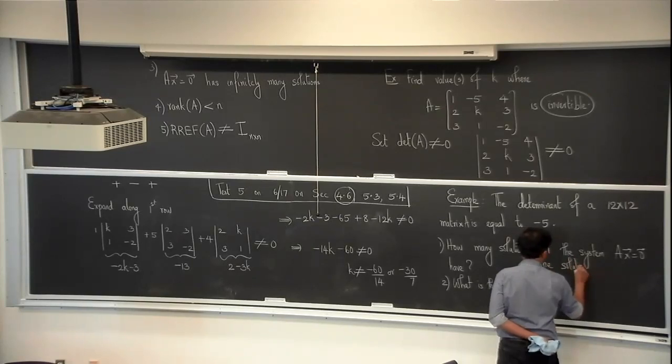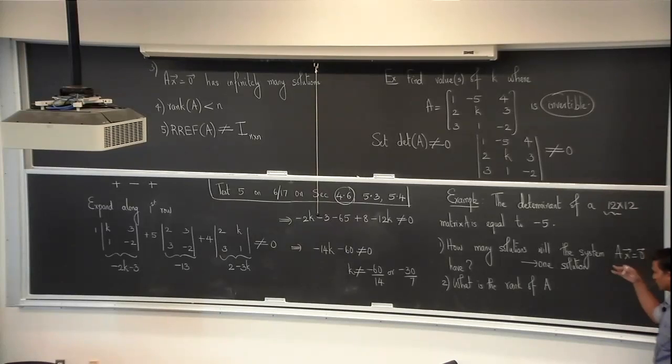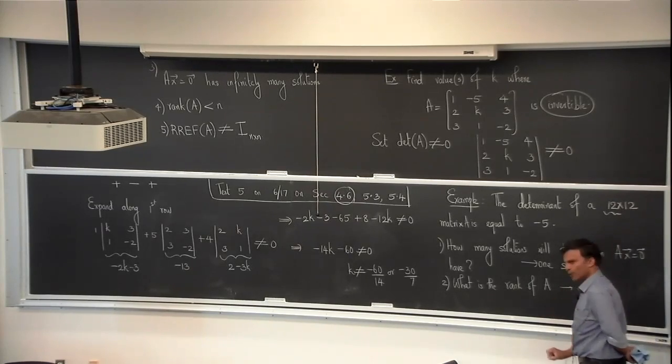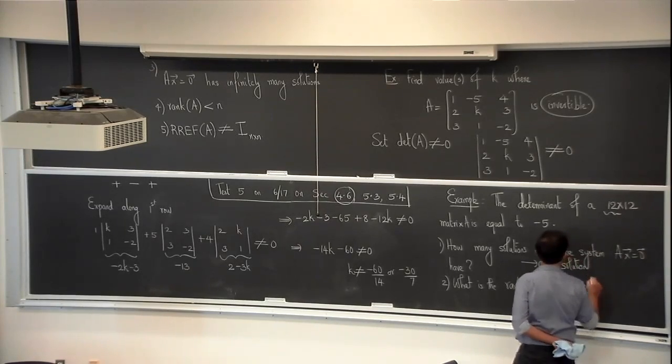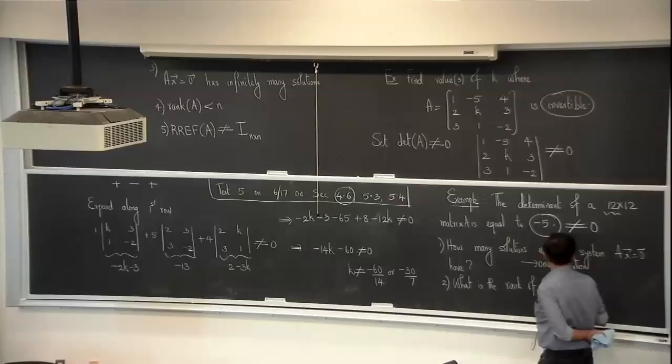It's wrong to write 12 solutions. Even if there are 12 rows in it, it's just one solution, x1, x2, x3, so on to x12. The question is not to find the solution. How many solutions are there? What's the rank of A? 12. That is because the whole key is that the determinant of A is not equal to 0. So it's a full rank.